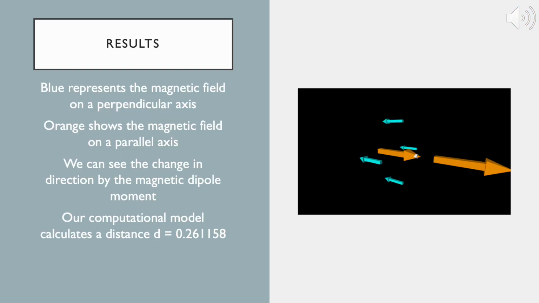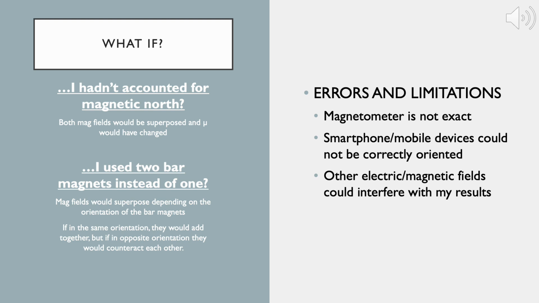From our computational model, we can see that the blue arrows represent the magnetic field on a perpendicular axis. These point in the direction of negative mu, whereas orange shows the magnetic field on a parallel axis and points in the direction of positive mu. We can see the change in direction of the magnetic dipole moment as we change our observation location. Our computational model calculates a distance d equals 0.261158.